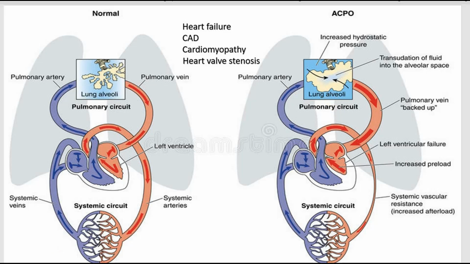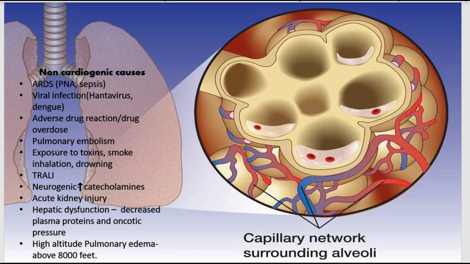Now let's see what are the non-cardiogenic causes of pulmonary edema. That means pulmonary edema not because of heart condition or heart disease. One of the primary causes is ARDS, that is acute respiratory distress syndrome. It's a condition where fluid fills up in the lung alveoli. This is secondary to pneumonia or sepsis. Whenever there is an infection, a systemic inflammatory response can happen.